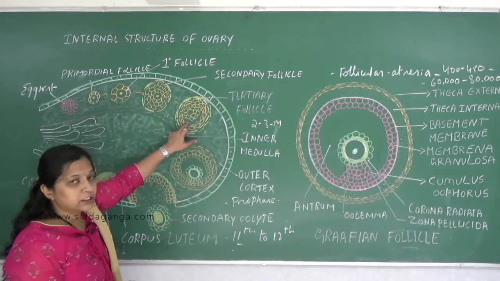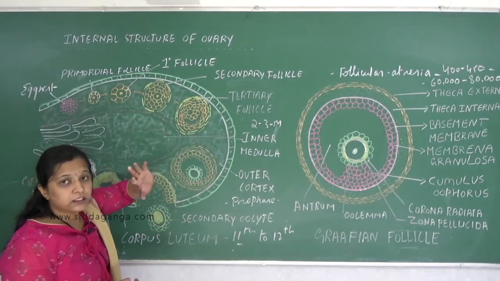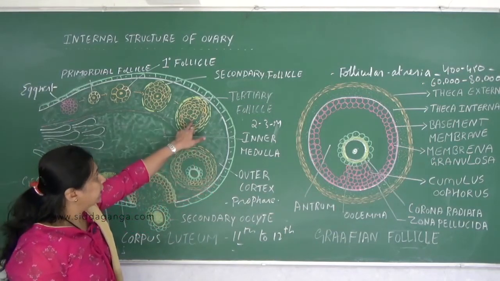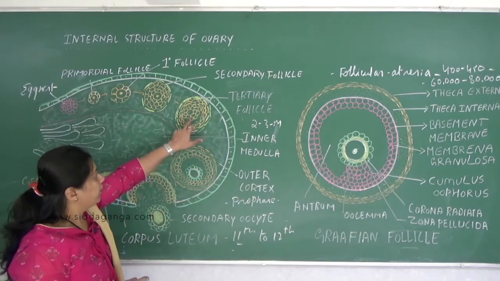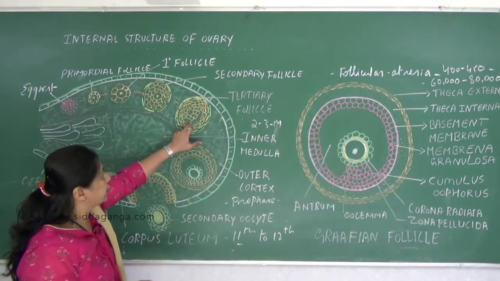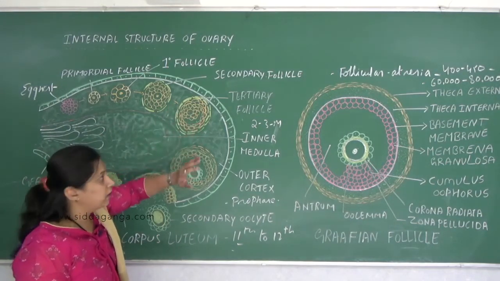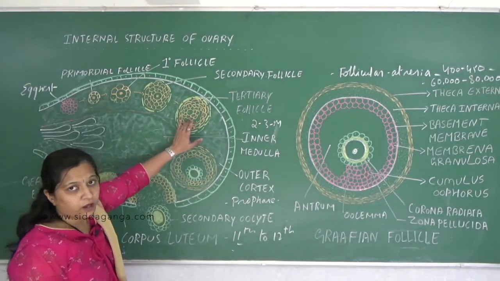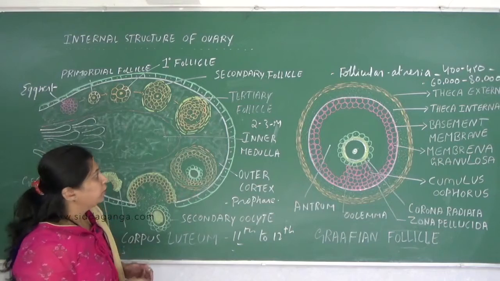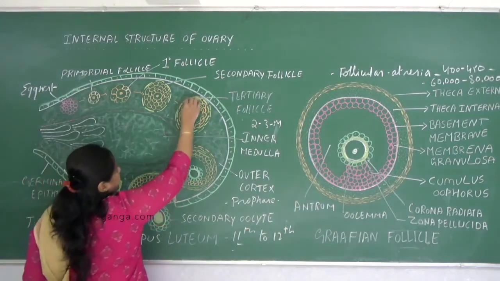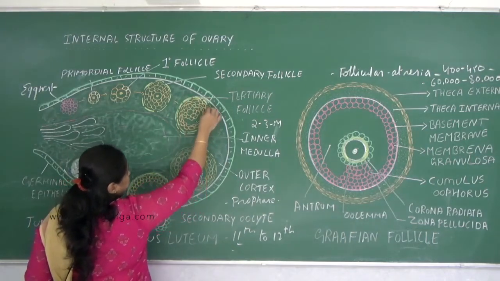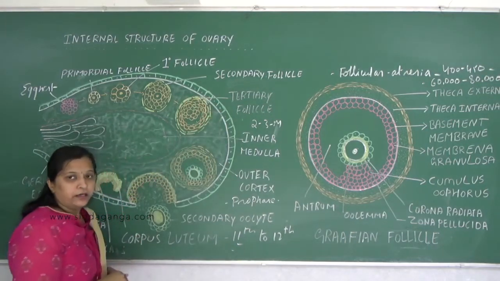Meiosis I will complete once she attains puberty, and it happens in the tertiary follicle. So the primary oocyte present in the tertiary follicle completes its first meiosis and transforms into a secondary oocyte. Here the theca layers form, and they get differentiated into two layers, that is theca externa and theca interna.